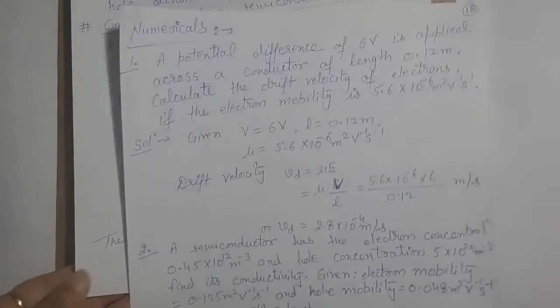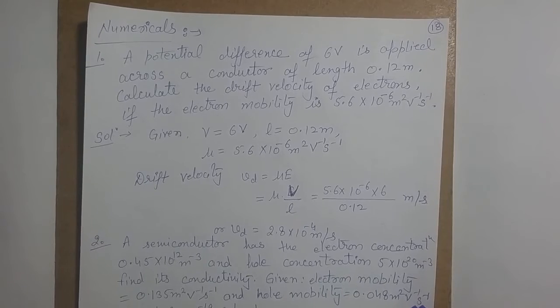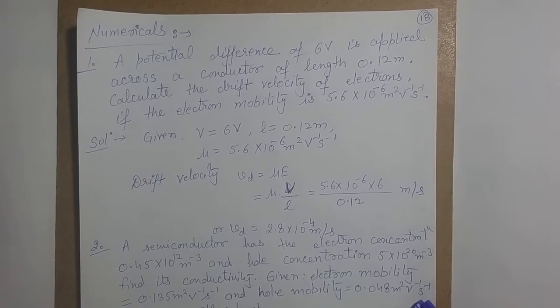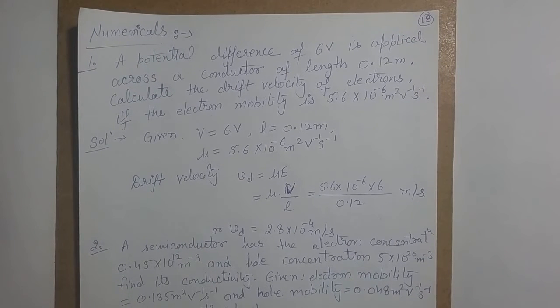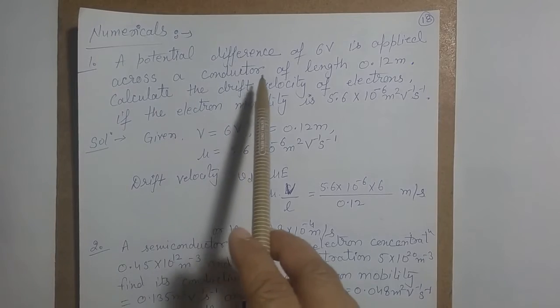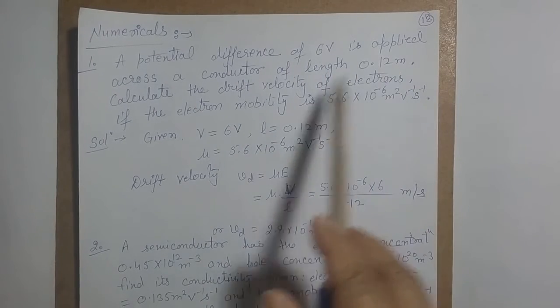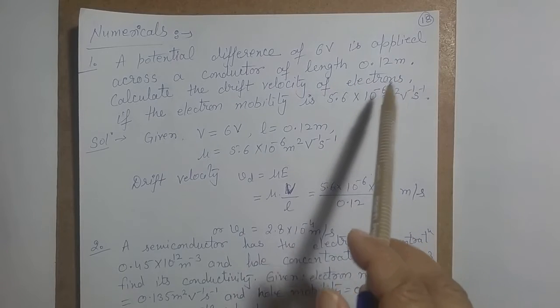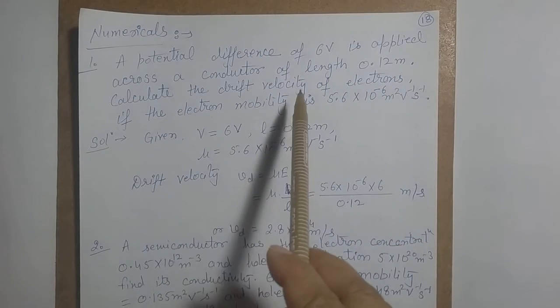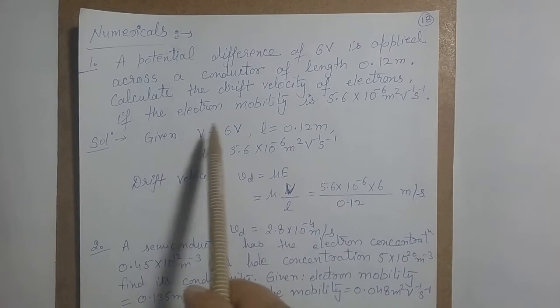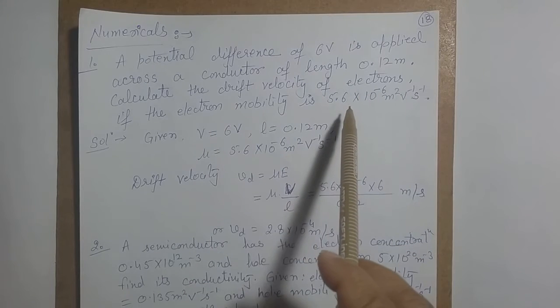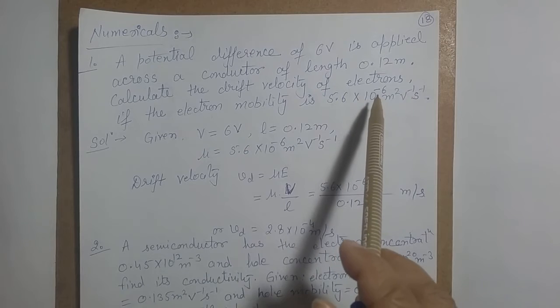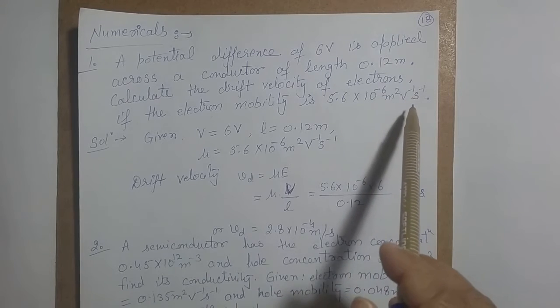After this, let us solve a few numericals based on conductivity and resistivity for a given conducting or semiconductor device. In this numerical, a potential difference of 6 volt is applied across a conductor whose length is 0.12 meter. We need to calculate the drift velocity of electrons, if the electron mobility is 5.6 into 10 raised to power minus 6 meter square per volt per second.